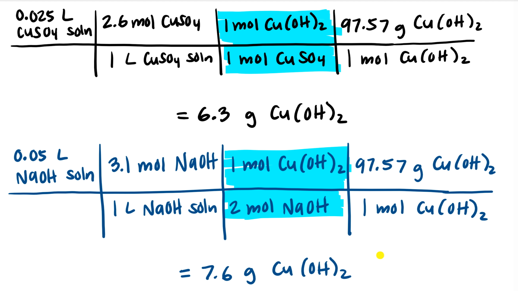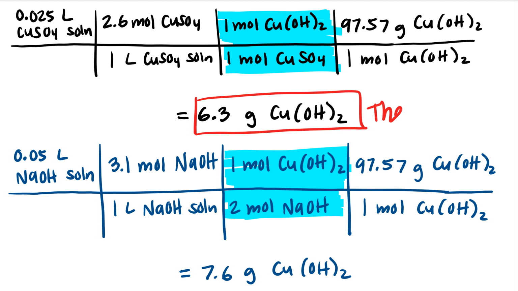And here comes the comparison part. You compare these two answers, and you pick the smaller one. The smaller one, the 6.3 grams of copper hydroxide, that is your theoretical yield. And then to answer the question of limiting reactant, the reactant that produces the theoretical yield is the limiting reactant.